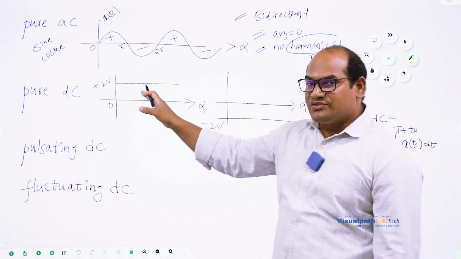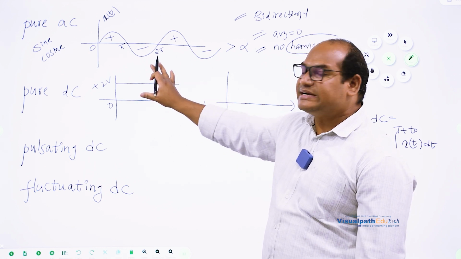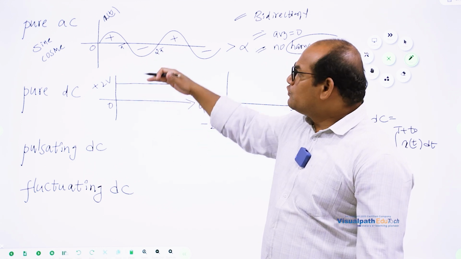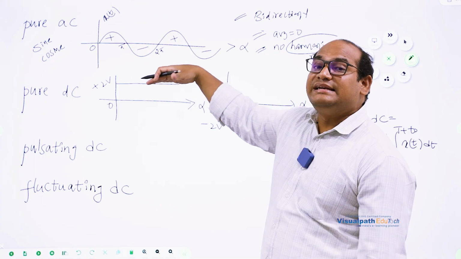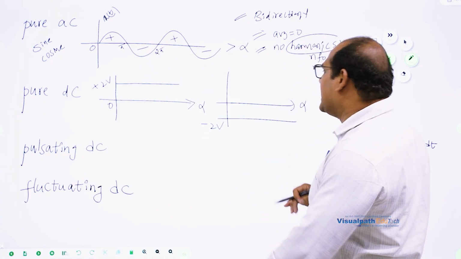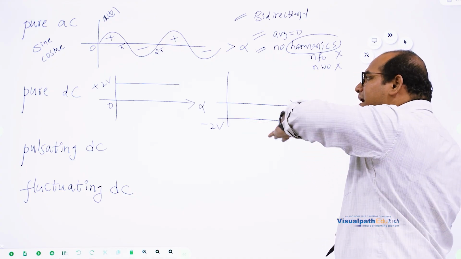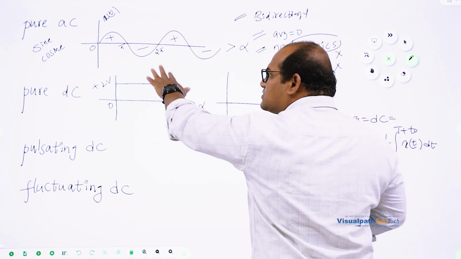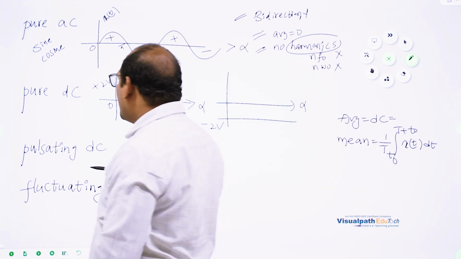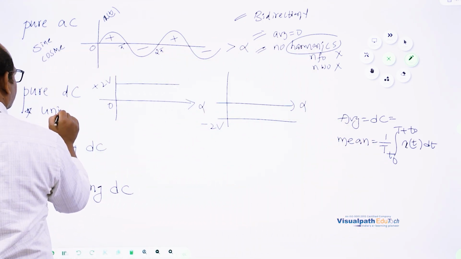If you take only this one, it is only one side. For all values of alpha, it always has positive values only. So only one type of voltage it is having. That's why it is unidirectional. In this other example, it has only negative values. Negative and positive are not both available. So I can tell that a pure DC signal is a unidirectional signal.